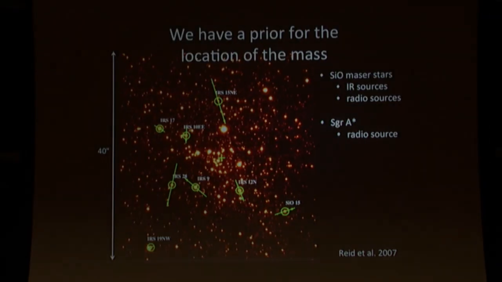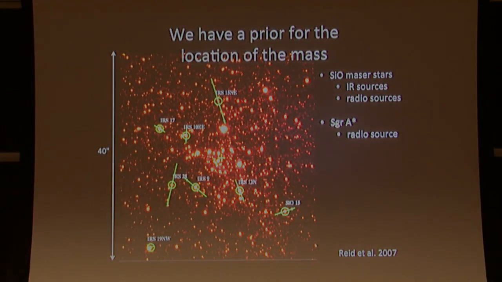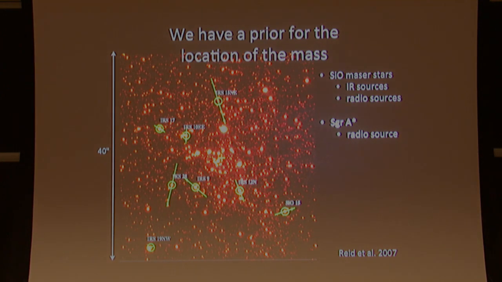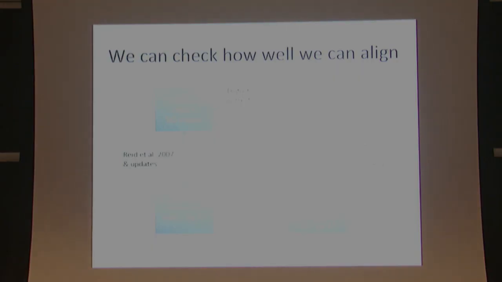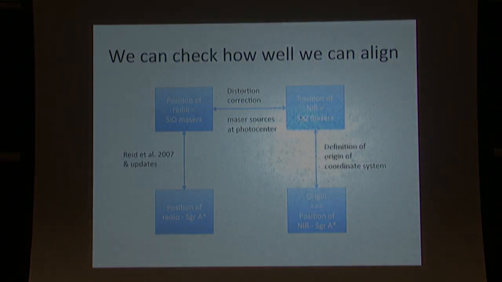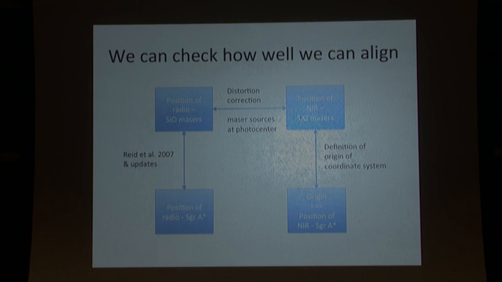We do have a prior where we want to locate the mass. This comes from these SiO maser stars, which are infrared sources and radio stars at the same time. And Sag A star is a radio source. And with that, you can essentially check how well we can align. So you know the position of radio Sag A star. Then Mark Reid and team tell us where the position of the radio SiO masers are. Those you can also see in the infrared.